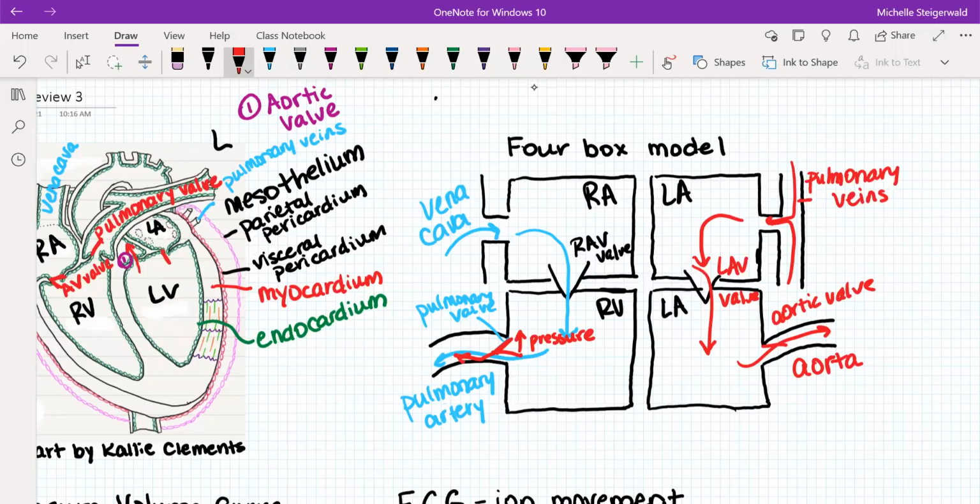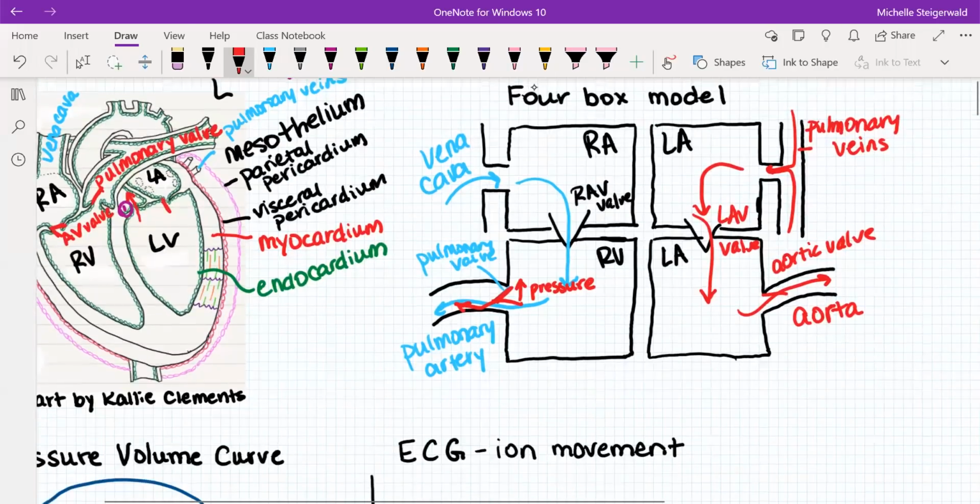But when you're talking about the left side, you're talking about trying to get it all the way to the head and then all the way down to the feet. And in order to build up pressure enough to do that, it's a lot more pressure to have. And so you're going to carry a lot more pressure into the aorta and through your system.